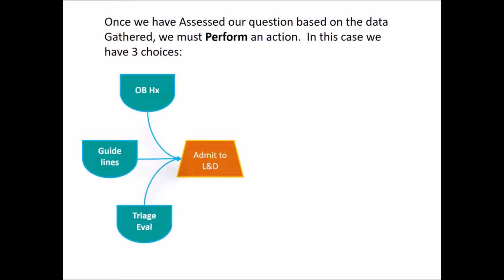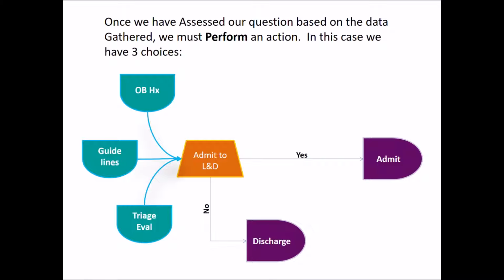Once we've gathered our data and made our assessment, then we must perform an action. In the case of our example, we basically have three choices. If the patient doesn't meet admission criteria, we discharge them home. If they do, we admit them. But sometimes, when making a clinical assessment, you don't quite have enough information yet, and you need to gather more. So in that case, maybe we decide to walk the patient because we're unsure yet, so that we can gather more information and reassess later.